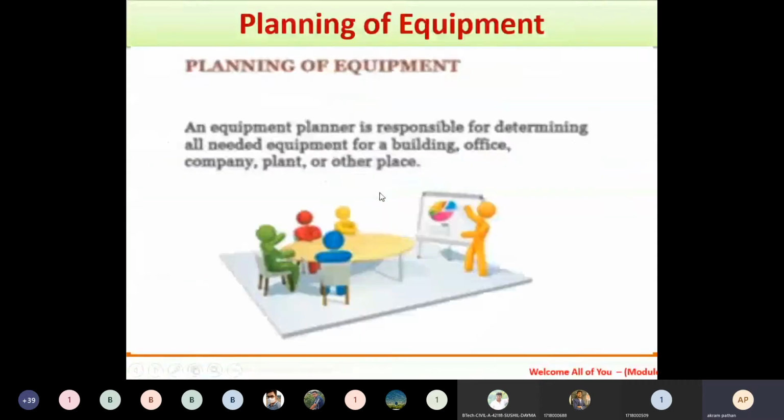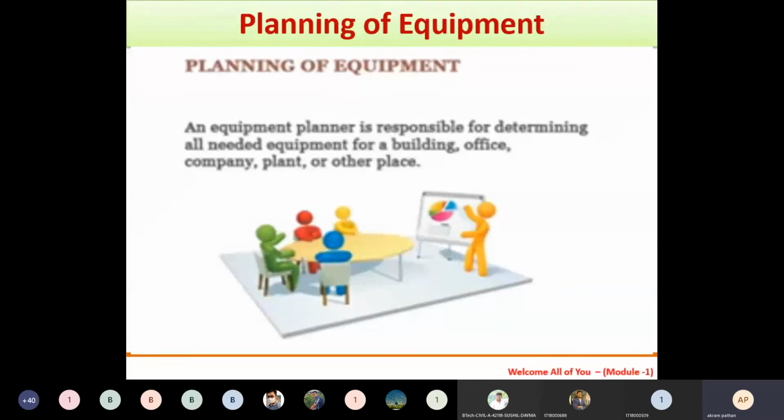Now in today's lecture we are going to learn the planning of the equipment. The planning of the equipment plays a crucial role in your construction site. Suppose you want to build a dam, or any type of civil engineering project, the project may be a highway, or even a railway, or bridges or flyovers, or any type of building if you want to construct.